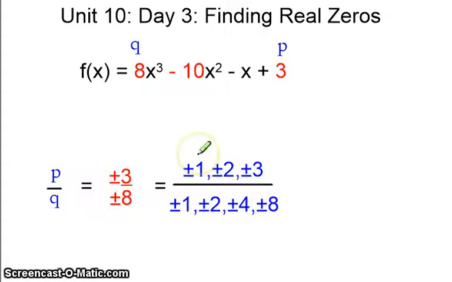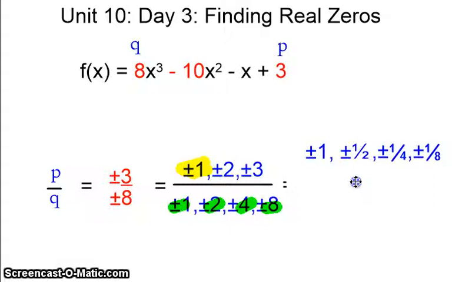The way that I list those is in a nice and ordered way. I start with one of the numbers in the numerator and then divide it by each number in the denominator. So what we have here is 1 over 1, 1 over 2, 1 over 4, and 1 over 8. These are all potential zeros of the polynomial.